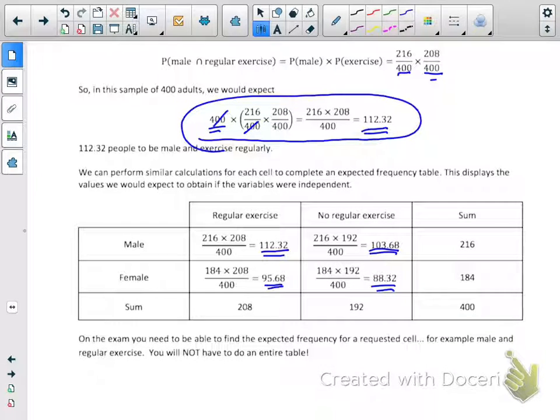So on the exam, you're not going to have to do an entire table, but they might ask you to find the expected value of male and regular exercise. And so you would do the math, and you'll have a calculator. So actually you could check that answer in your matrix, but you have to show where it comes from.